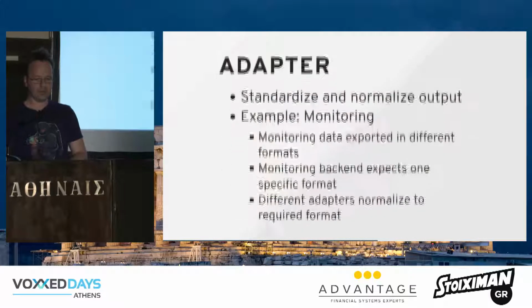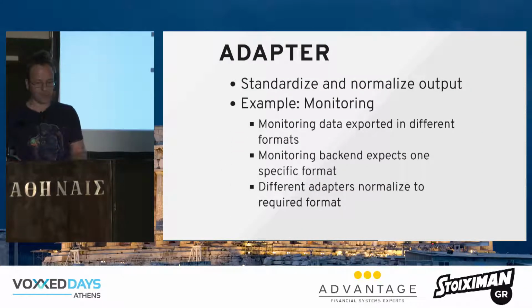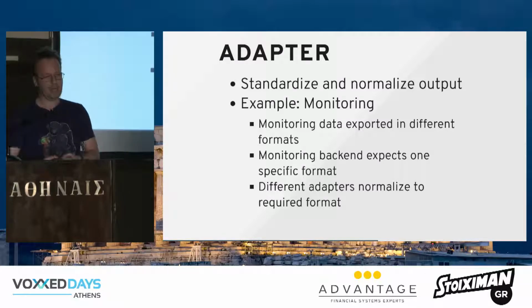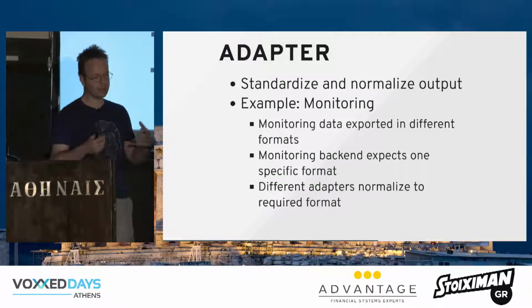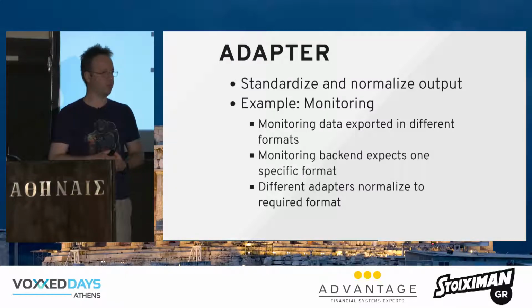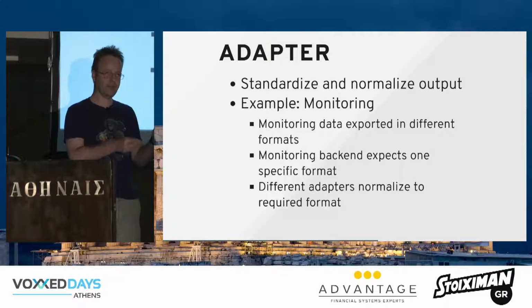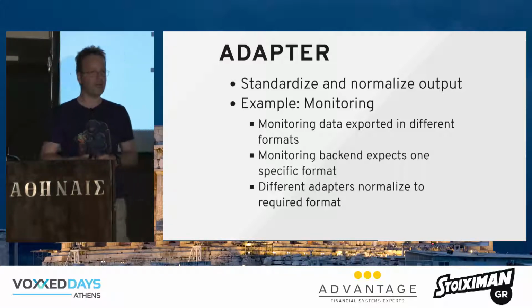And the opposite pattern for this is the so-called adapter pattern, which does it exactly vice versa, and which is there for standardizing and normalizing output. A good example is monitoring. Your application exposes some sort of metrics to the outside, and you want to monitor it, and maybe store it in some sort of central monitoring system like Prometheus. But each application exposes the metrics differently. Java does it differently than a C# application, which does it differently than a Python application, and so on.